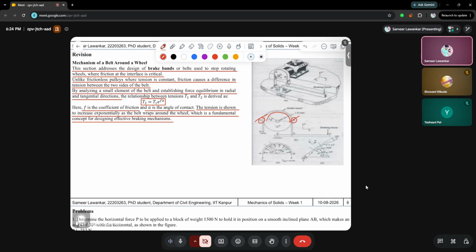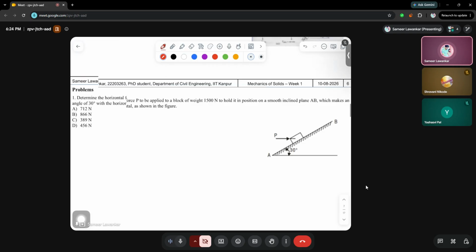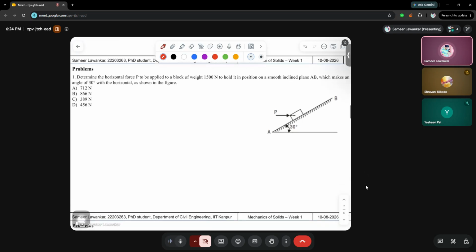Okay, so that was the basic concept regarding the mechanism of belt around a wheel, hoop stresses, and the force displacement relationship. That being said, let us wind up the division and start doing some problems. We'll start with a few very simple questions and then move forward with hoop stresses and the mechanism of belt around a wheel question.